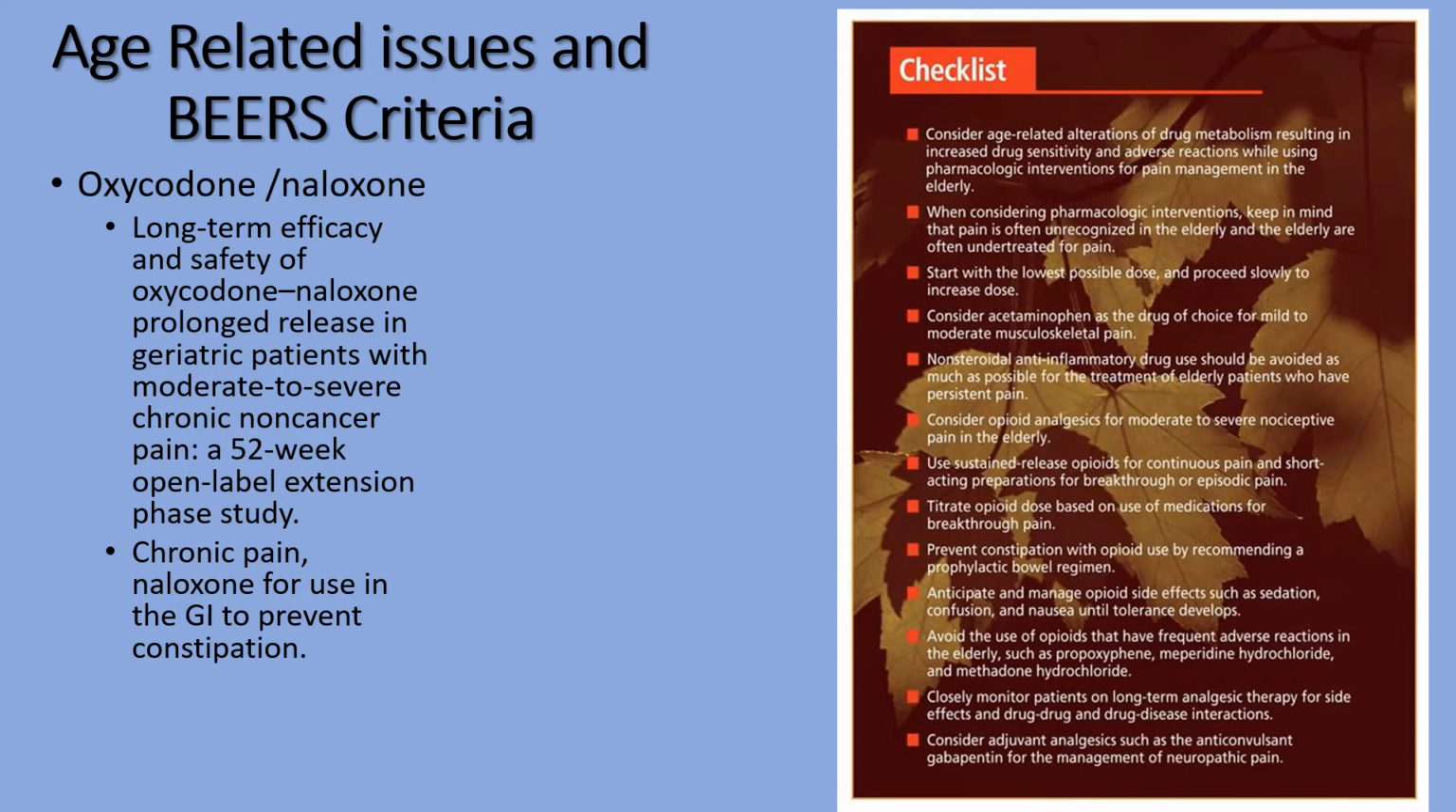So we're going to take a look now at any age-related issues, as well as the Beers criteria. The Beers criteria was a list created by Dr. Beers, focused on medications for geriatric patients, to decrease any harmful medications or medications that are inappropriate for the population. I believe this is pretty much based on studies, but it's like a risk-benefit sort of thought process.